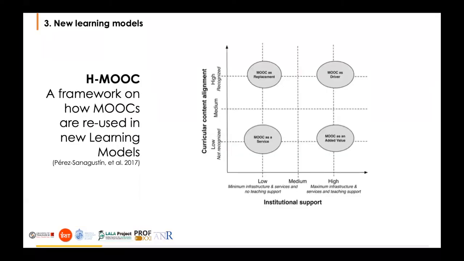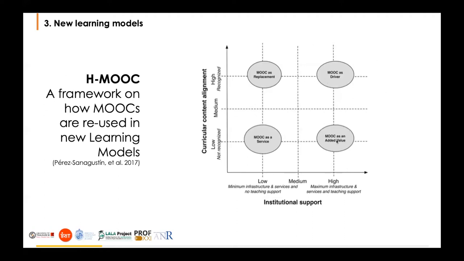And then after some reflection, we arrived at this nice framework that we call HMOOC, hybrid MOOC. The idea of the framework is to give you some ideas on how you can reuse already created MOOCs. We can talk about books, we can talk about online content, we can talk about any digital content you have, okay? But this is more or less the framework that we arrived at. It is organized in two axes. On the x-axis, we have the institutional support, meaning once you have the digital material produced, how much effort the university has to make, in terms of economic effort and human resources effort, to support this transformation. And the y-axis is how the digital content you produce is aligned with your curriculum, with your curriculum now, right?